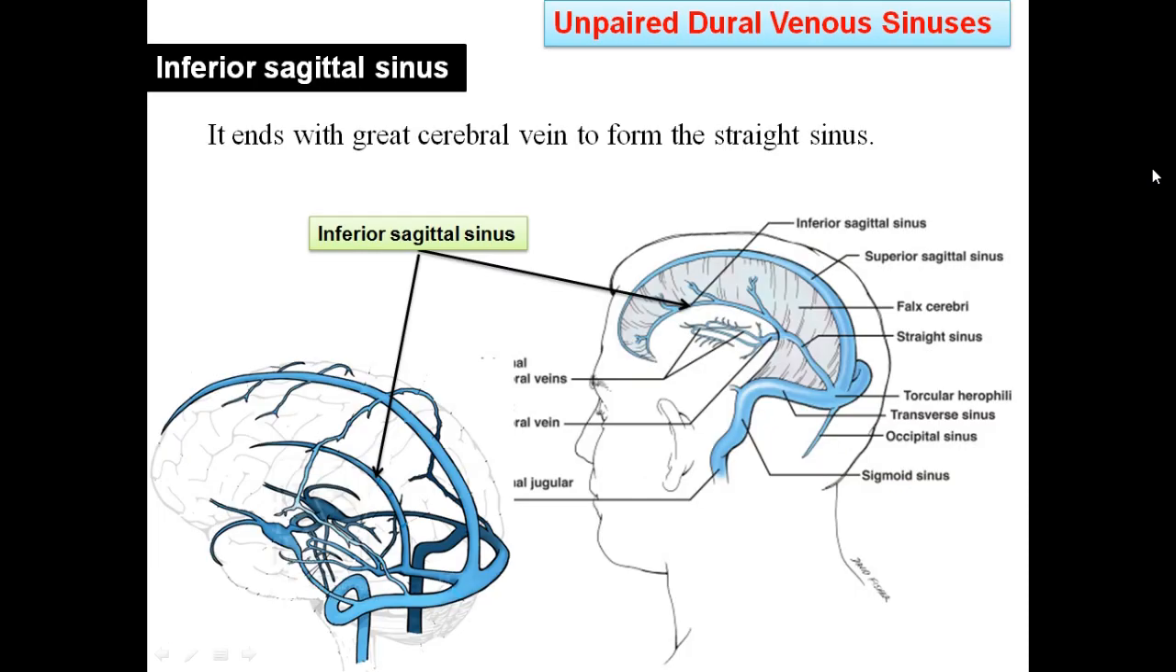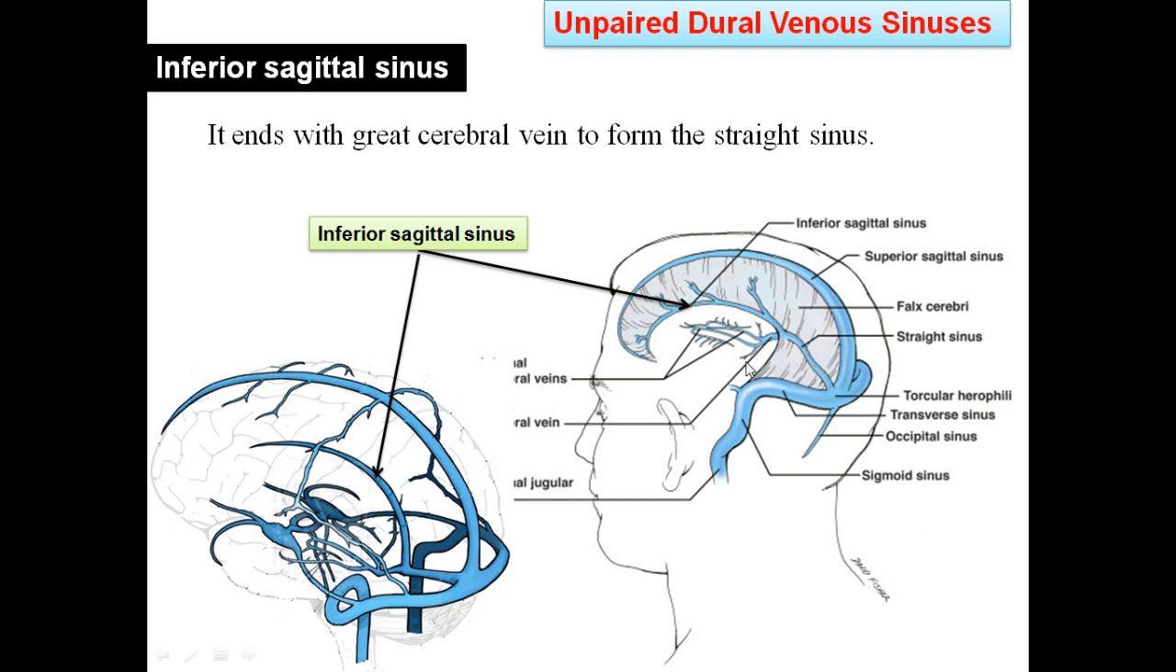Inferior sagittal sinus. This sinus is located in the lower free margin of the falx cerebri, and it ends with the great cerebral vein to form the straight sinus. You can see that there is a straight sinus.